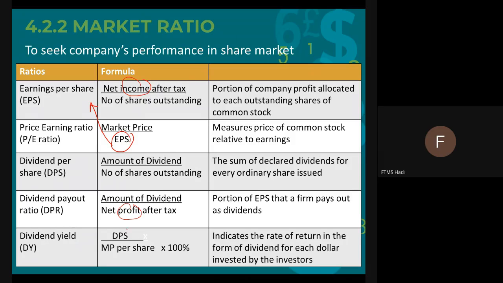Dividend yield is dividend per share. This DPS you can get from here. DPS divided by MP per share, that means MP per share is market price. MP per share and market price are the same. Multiply by 100.